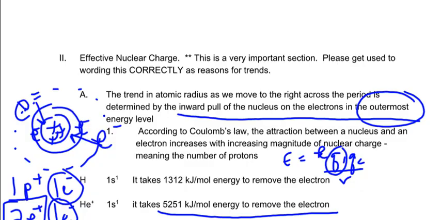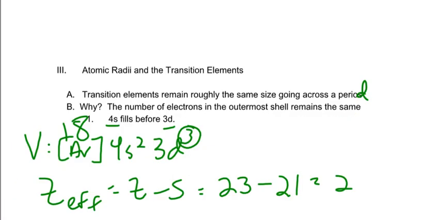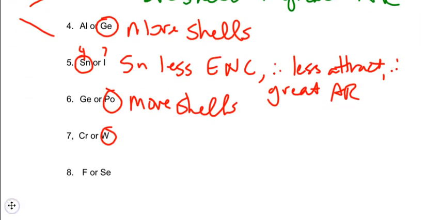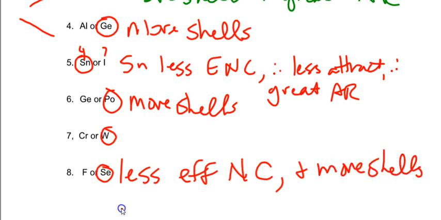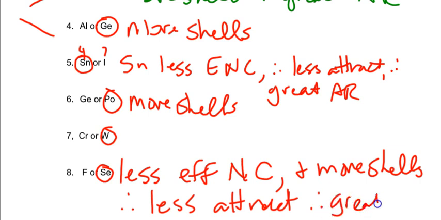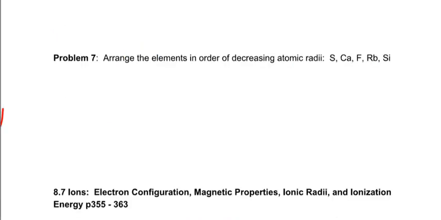So I would say selenium has a less effective nuclear charge. Okay, 6 versus 7, and more shells. Therefore, it has less attraction. Therefore, greater atomic radius. Okay. So what about the next problem? I think this is the end of section 8.6. Yes, it is. So arrange the elements in order of decreasing atomic radii.